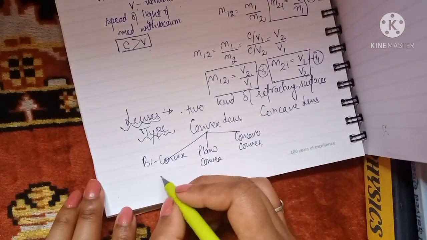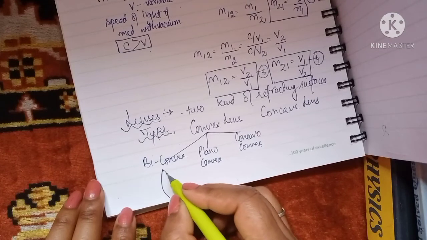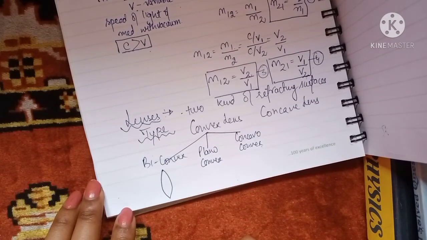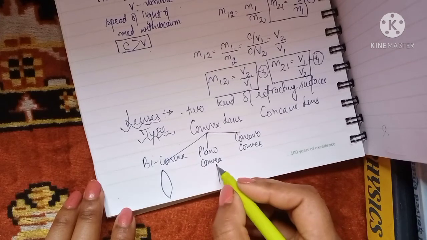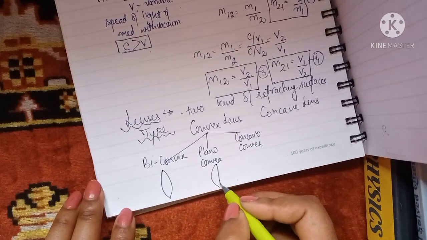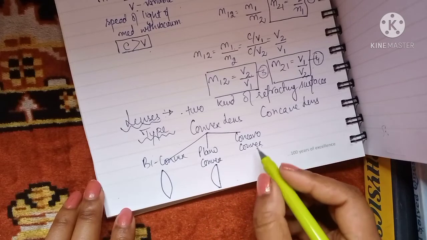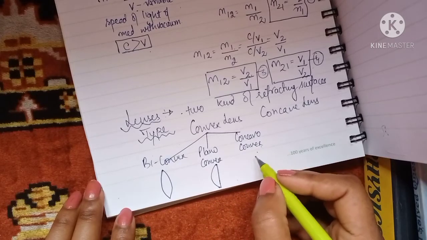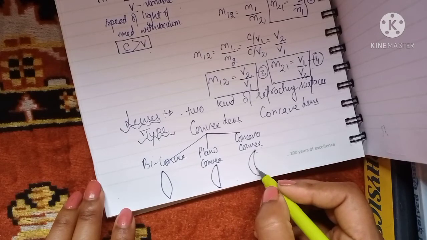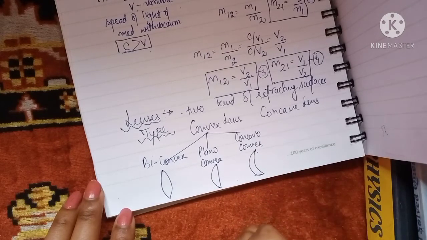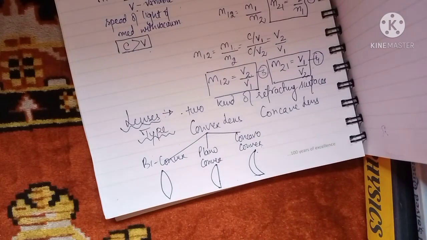Now the biconvex lens has both refracting surfaces convex. Its shape is like this. In plano-convex, one surface is plane and the other one is convex, so that's why its diagram is like this. In concavo-convex lens, one is like this and the other one bends like this. You can say that. This is your concavo-convex lens.